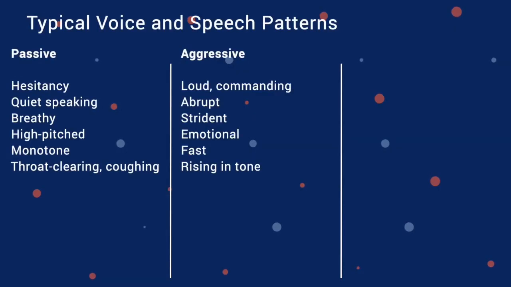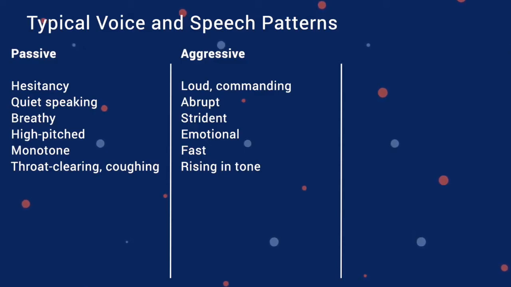Aggressive behavior might also have some strong throat clearing because you're preparing to say something. Often, you'll hear the voice rise up in volume to be louder and more commanding. It can be abrupt and strident, often carrying strong emotional content. And because aggressive behaviour wants to get things done, it can speed up. Consequently, when it speeds up, it can also rise a little in tone as well.